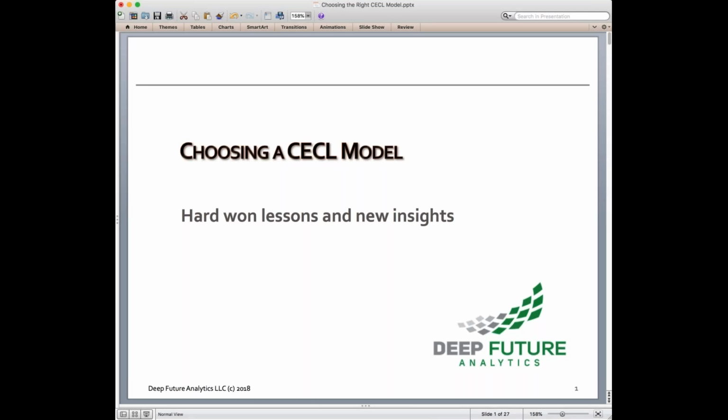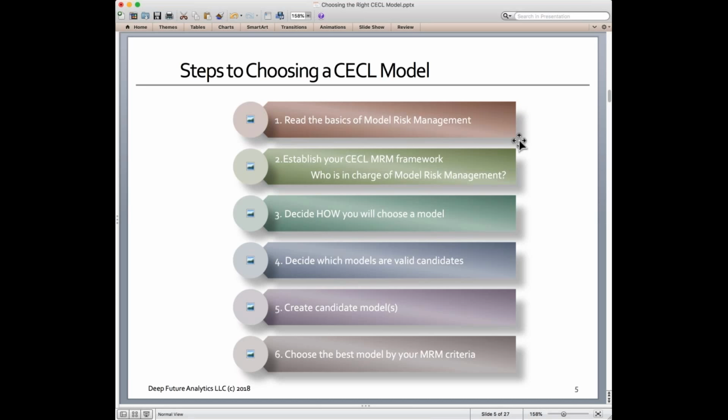Item number 2, establish your CECL model risk management framework. This comes back to that point I said, who's in charge? If you're a smaller institution, you may have one person who's in charge of choosing a CECL solution, and he's going to be the user, the owner of it. Ideally, you have someone else who's in charge of validation, because usually you don't want the business owner and the validator as either the same person, or you don't want the validator to report to the business owner. This is part of the checks and balances that go with model risk management.